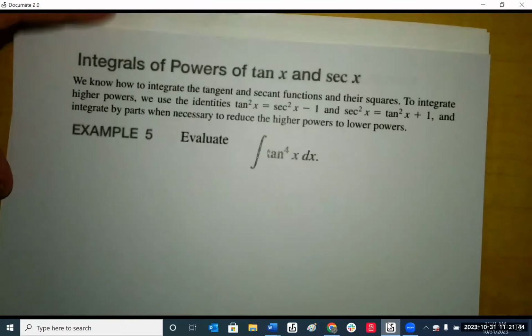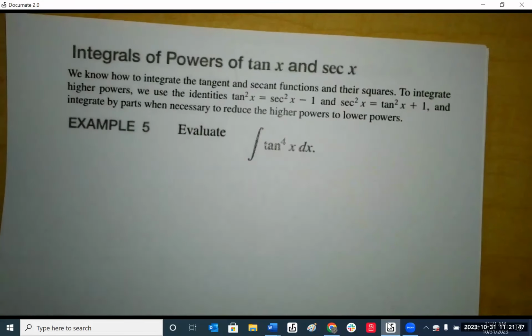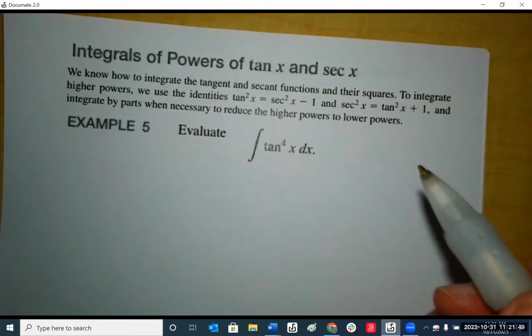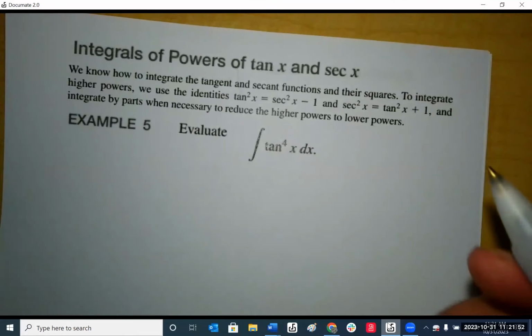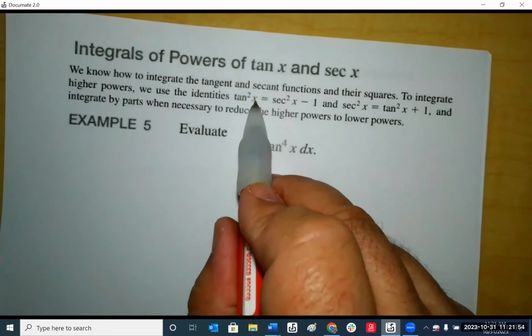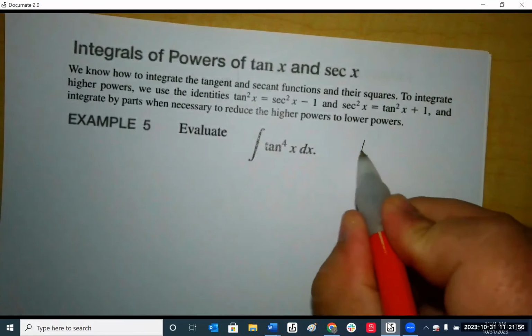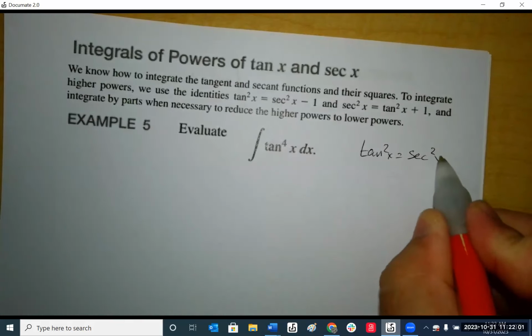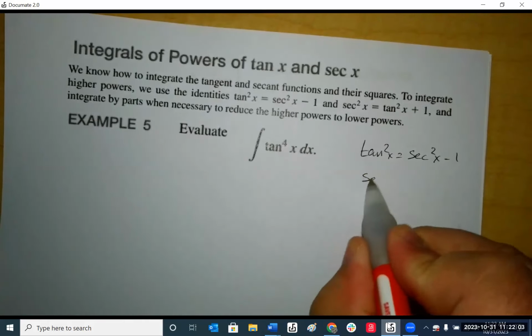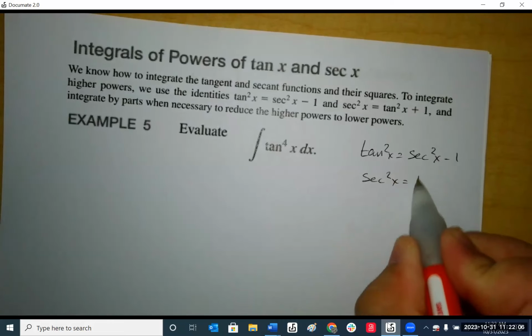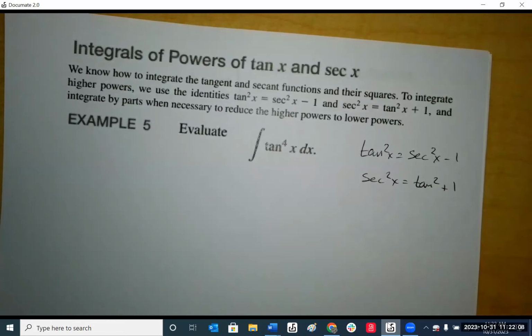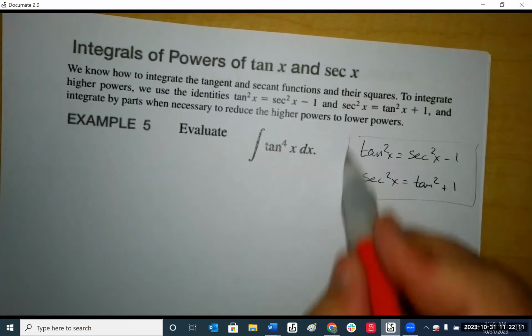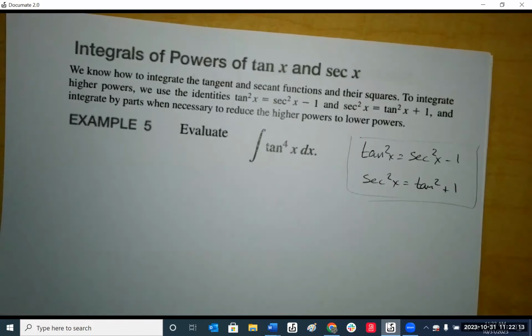Okay, example 5. Integrals of powers of tangent and secant. Okay, so we have tangent squared x equals, its identity is secant squared minus 1. And we know that the identity of secant is tangent squared plus 1. We'll use the identities to help us out here.